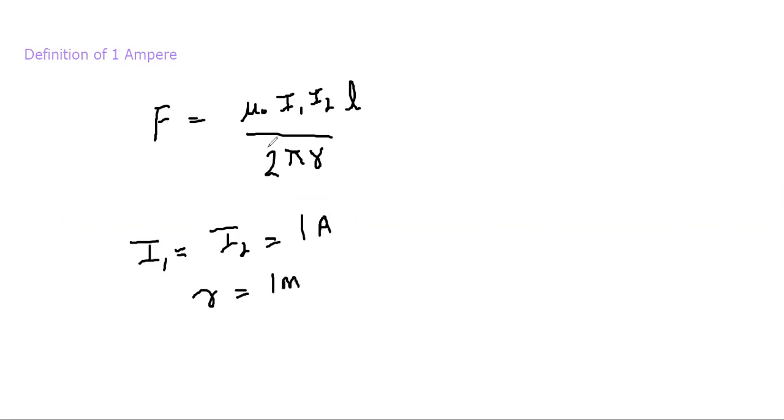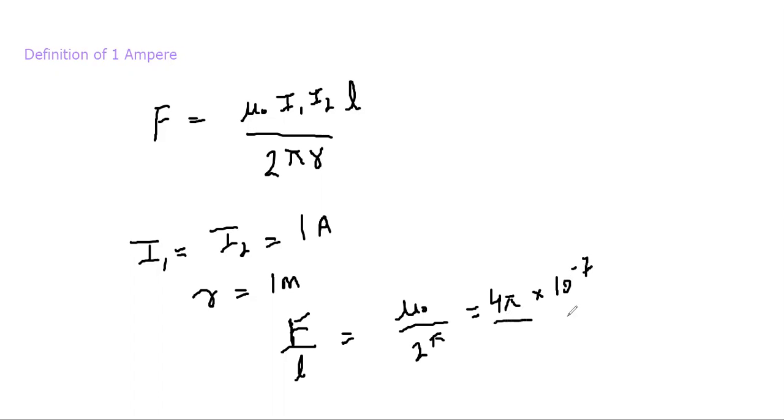Now if you substitute these values over here, and I'm shifting this L, I would get F by L is equal to mu naught divided by 2 pi. And what is the value of mu naught? Mu naught is 4 pi into 10 to the power minus 7, divided by 2 pi. And if you solve this, you get 2 into 10 to the power minus 7. And the unit would be Newton per meter. It is force per length, so the unit would be Newton per meter.